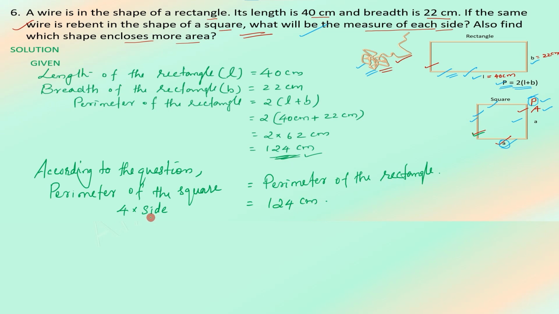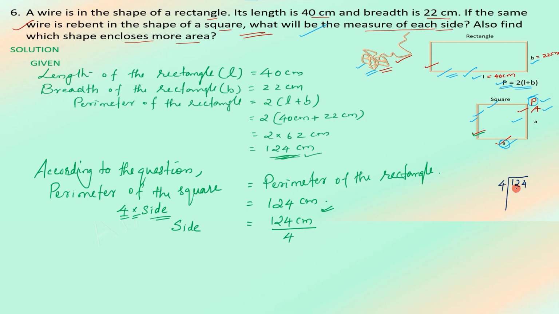Now we want to get side here. So we have to take 4 from left hand side to right hand side. Since here it is a multiplication, 4 will be in the denominator here. So side equal to, that is side of the square, equal to 124 centimeter divided by 4. Now let us divide 124 by 4.